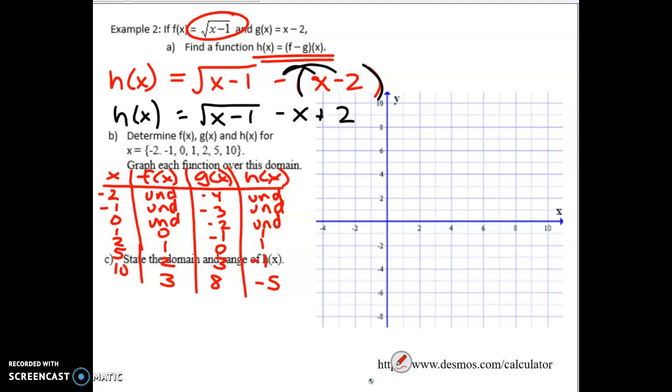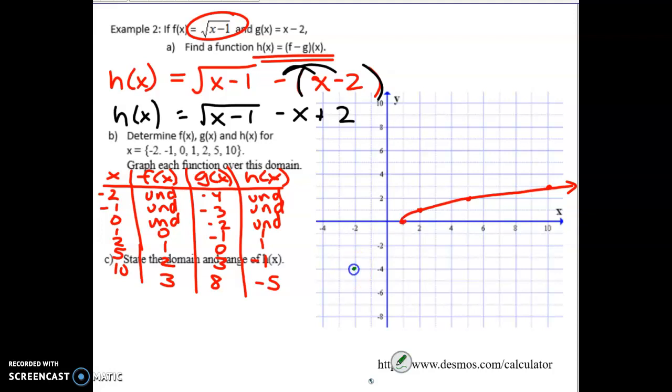So it starts at (1, 0). The next point we know is at (2, 1), at 5 then 2, and at 10 we're at 3. So remember that radical graph looks something like that, where it has an endpoint and then it goes off to infinity. Now looking at g of x, it is linear.